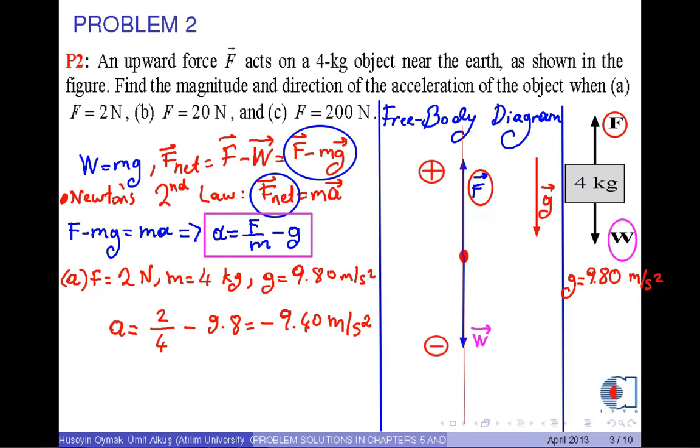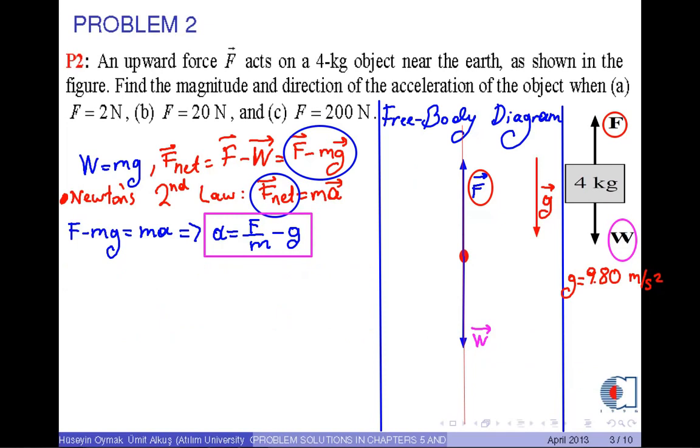If we denote the upward direction by plus and downward direction by minus, then we say that the object's acceleration is in the downward direction with magnitude 9.40 meter per second squared.